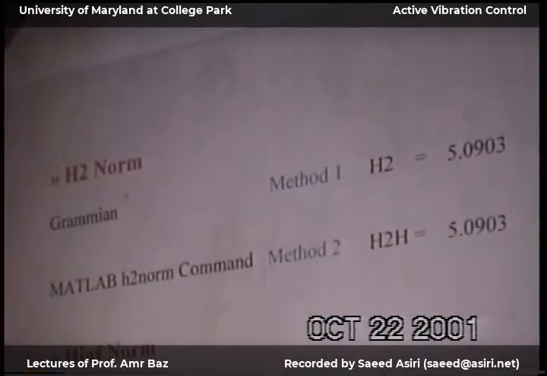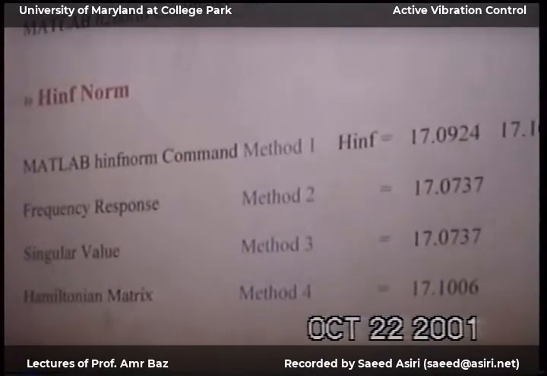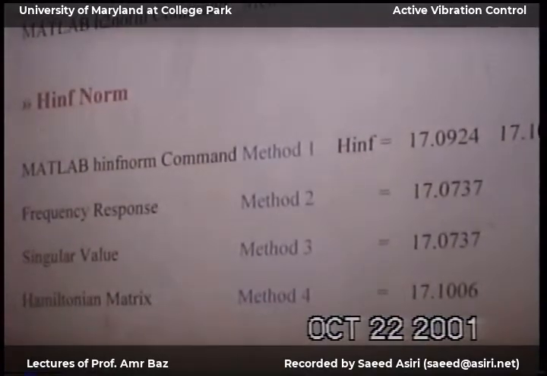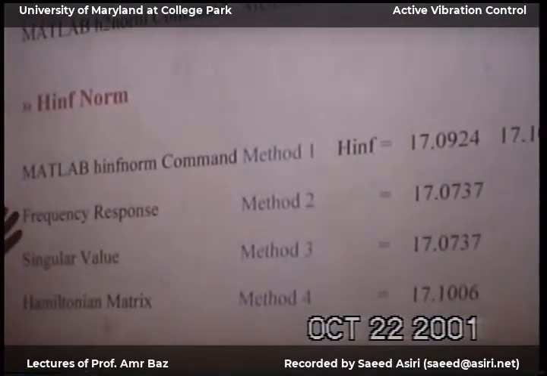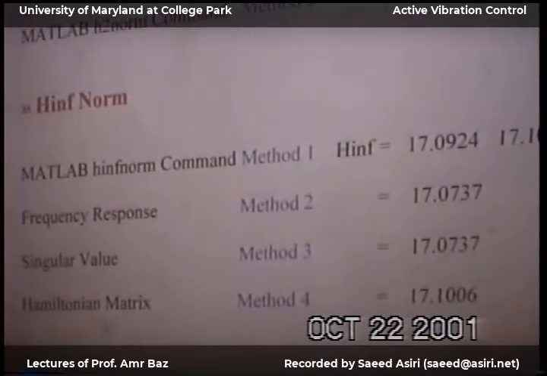So now, if I have open loop, I get a number. I put my controller in, I get another number. Is this controller good? Yes, if the H infinity norm is minimum. Otherwise, I have to optimize the values of the control gain.